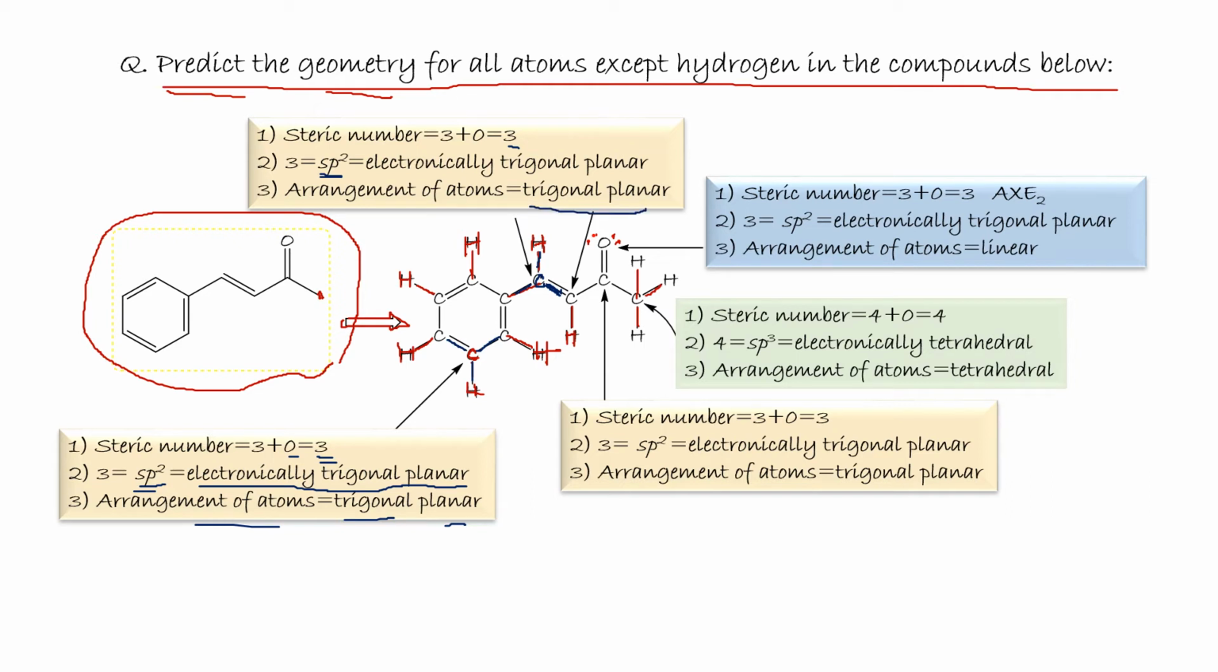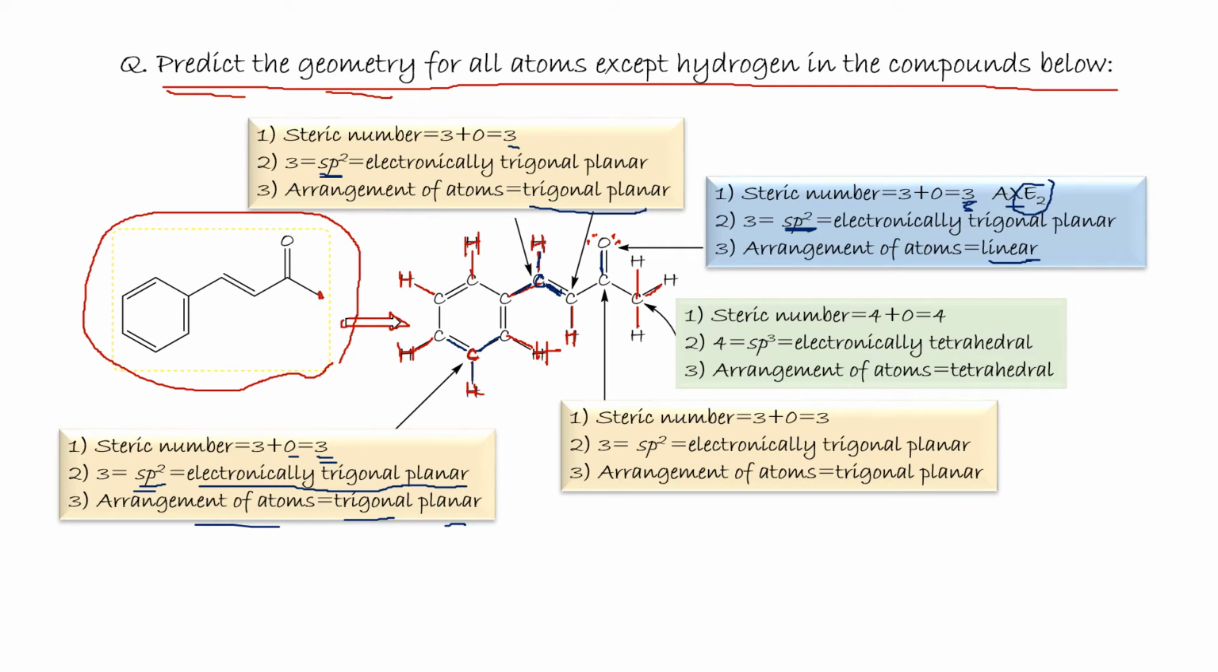For this oxygen, we have 1 sigma bond and 2 lone pairs, so the steric number will be 3, hybridization sp2. You see, we have only AX, so it will be linear.